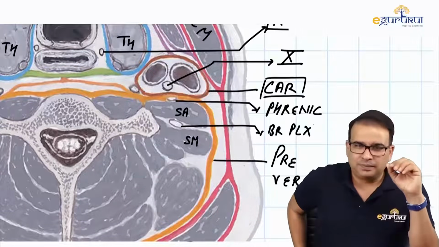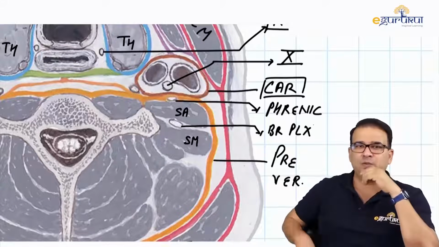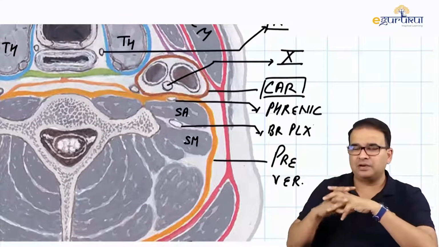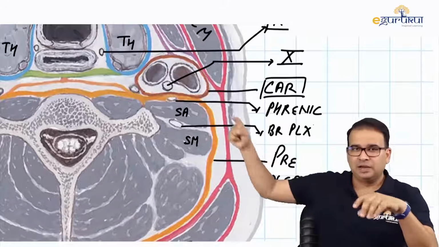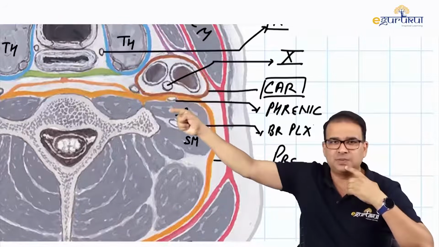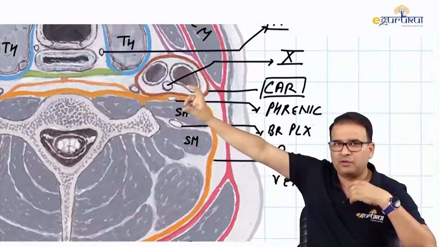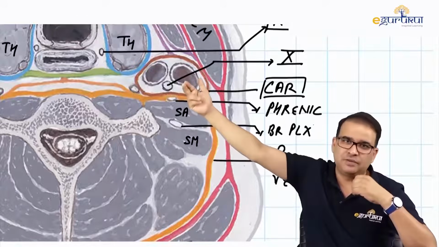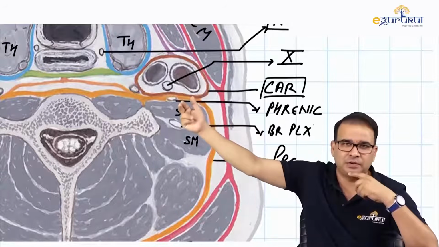Two important things that you need to understand here, guys. When you see the vagus nerve and phrenic nerve in the neck region, which one is anterior? Now, you clearly see the vagus nerve is in front and phrenic is behind. They are very close, not far away from each other. But still, in front is what? Vagus, and behind we have the phrenic nerve.